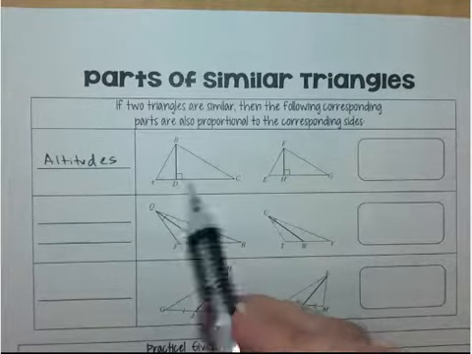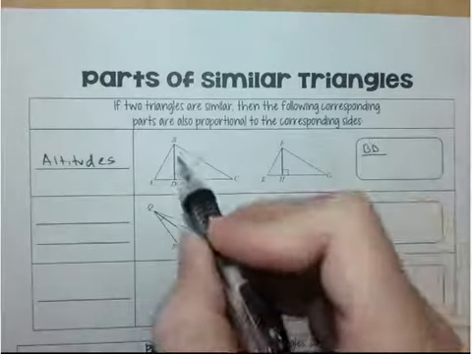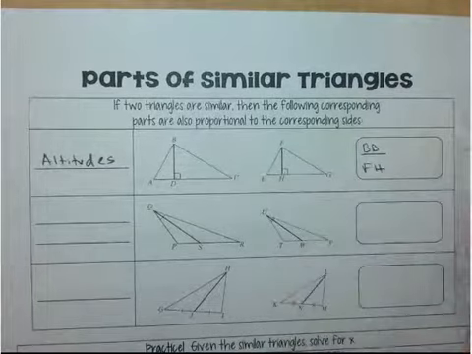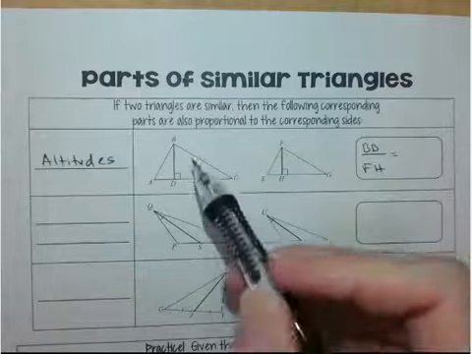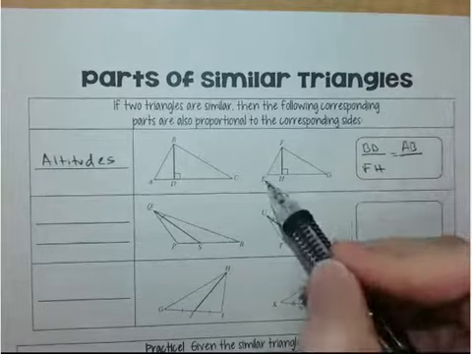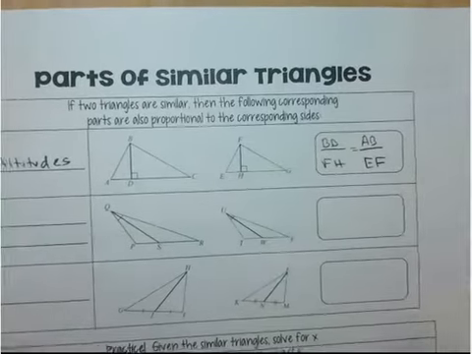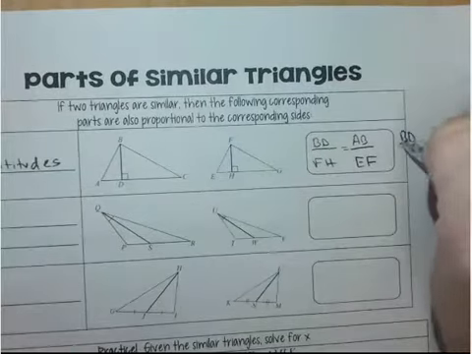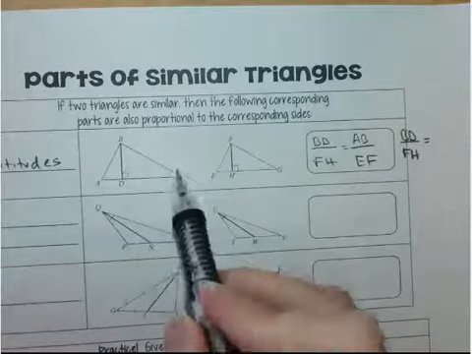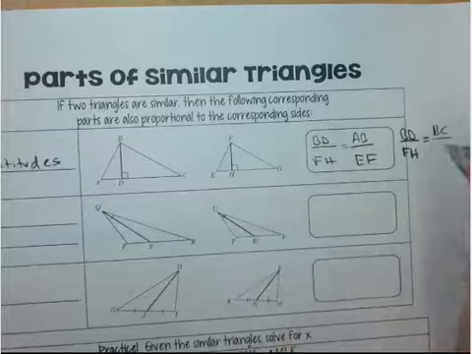So when I have these altitudes, I can say that BD, my altitude here, is to FH, which is the altitude on the other triangle, and that is equal to AB, one of my sides here, over EF, one of the other sides. I can also say BD is to FH as, and I can use the other side, so I could say BC is to FG.